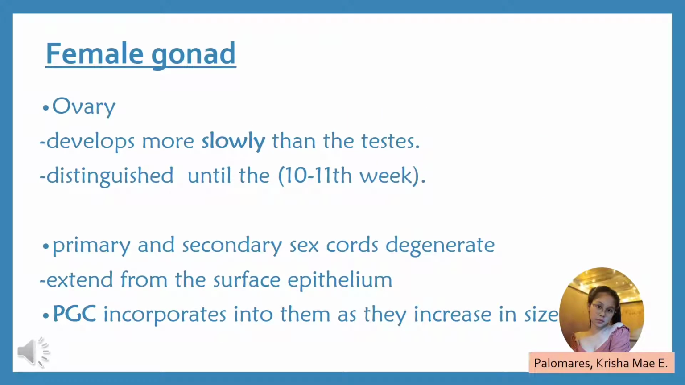So, the female gonad. The ovary develops more slowly than the testes. Although the primary sex cords enter the genital ridge at the same time, the ovary cannot be distinguished histologically until the 10th or 11th week. The primary sex cords degenerate and the secondary sex cords extend from the surface epithelium. As these cords increase, the PGC are incorporated into them.